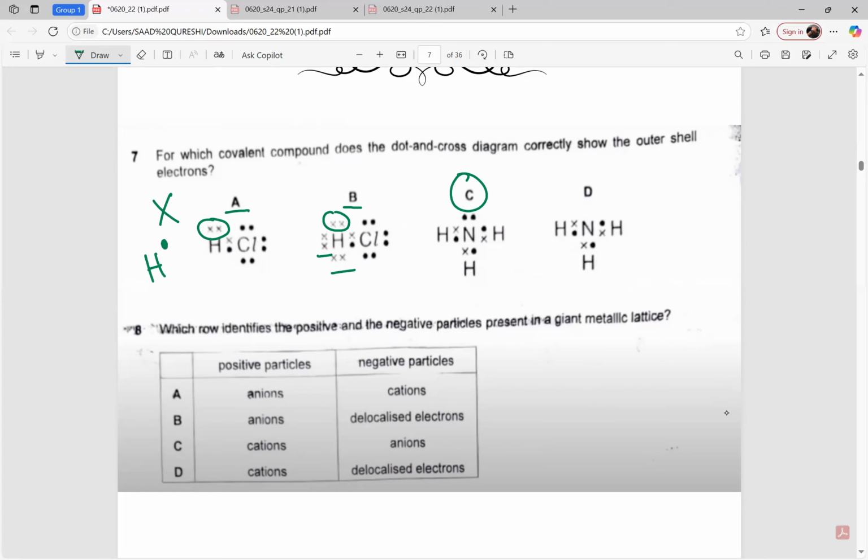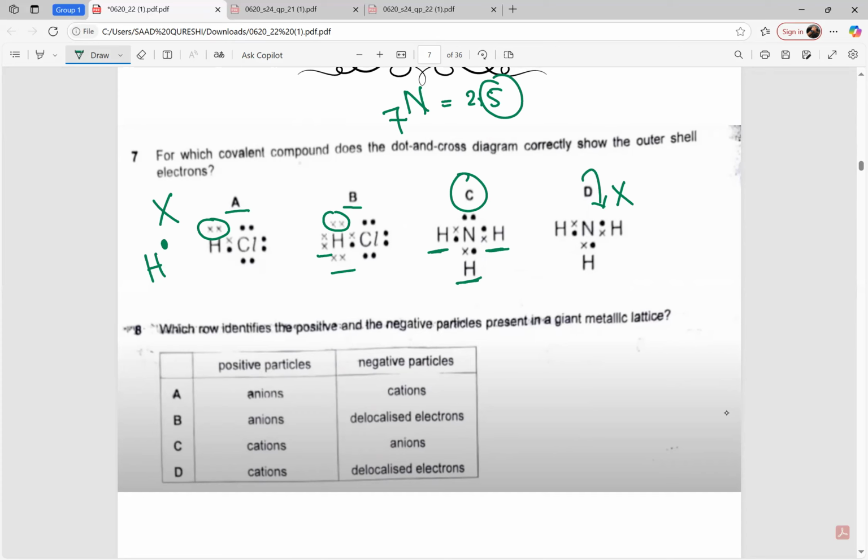And as for the nitrogen, its atomic number is 7, so its configuration is 2 and 5. Out of 5 electrons, nitrogen will share 3 electrons with 3 hydrogens, and the 2 electrons will be unshared, they will be outside. And these lone electrons are not here in D, so structure D is also not correct. C is correct. It shows the lone pairs of nitrogen.